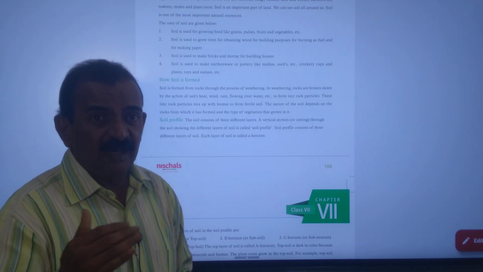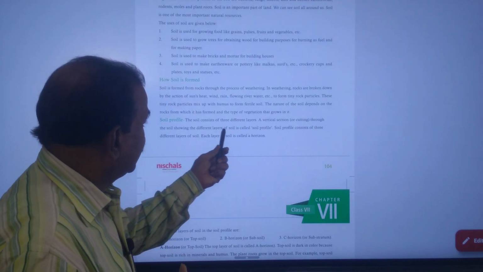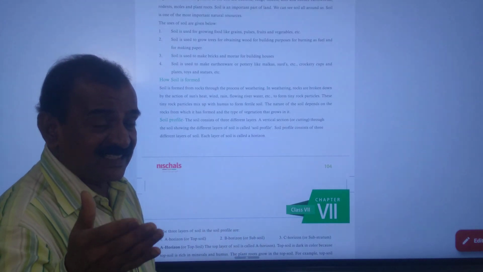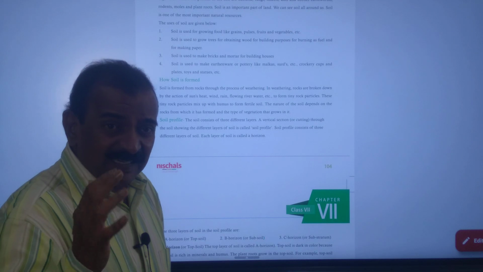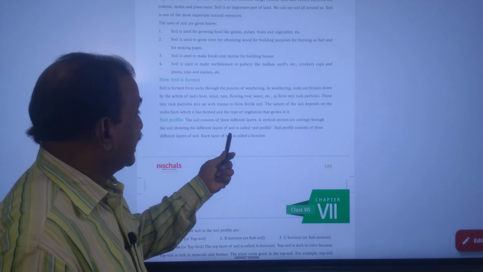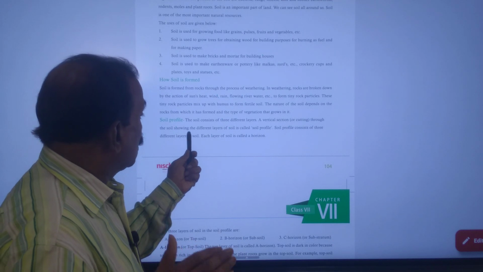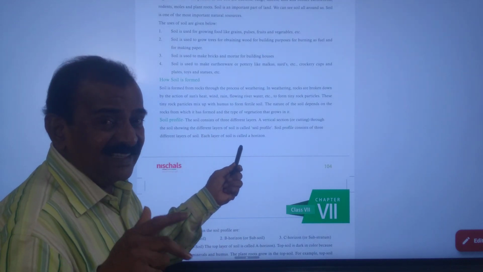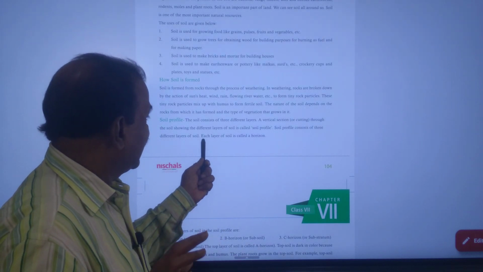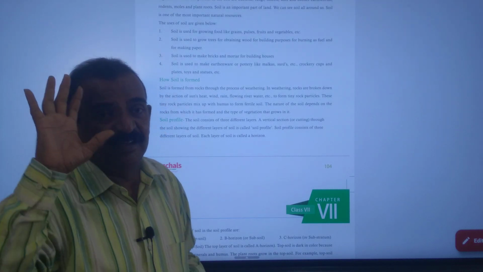Here we are studying soil on the basis of three different layers. Soil has three different types of layers, and a vertical section shows these three different layers. The soil showing the different layers is called the soil profile. The soil profile consists of three different layers of soil. Each layer of the soil is called a horizon.